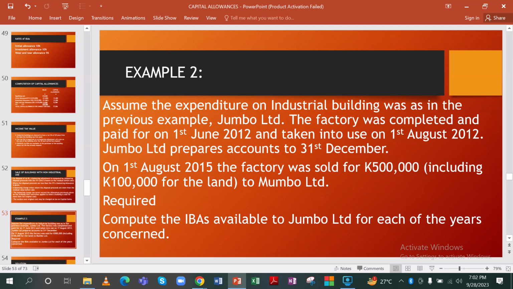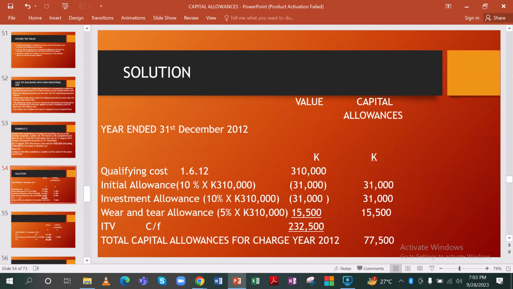Okay, so that's how it is. We sold this building to Mumbo on 1st August 2015. Meanwhile, from 1st June 2012 all the way to 2015, this was in the name of Jumbo Limited. So Jumbo Limited was entitled to claim capital allowances because it was the owner, until it was sold altogether. So that's what it is.